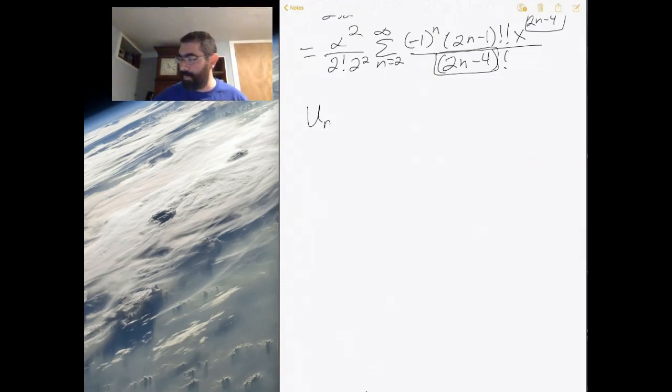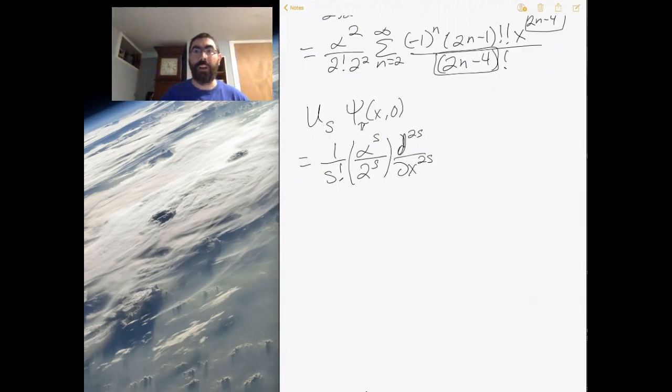So to some index, we'll call it not m, but something like s, where now what we have is 1 over s factorial times alpha to the s power divided by 2 to the s power. And now we're going to take the 2s derivative of the wave function, like so.